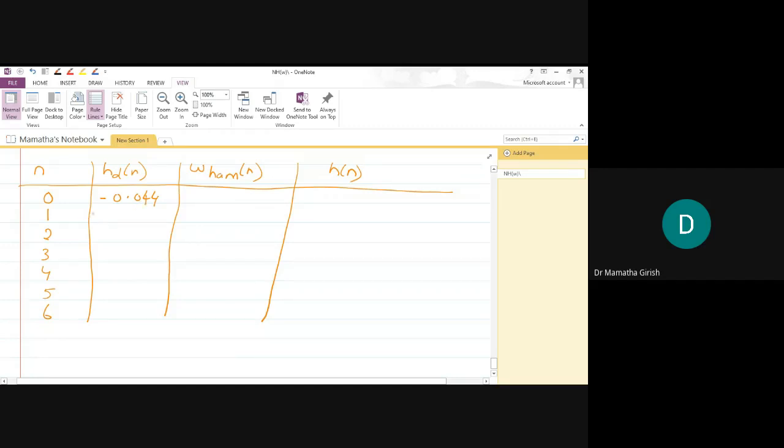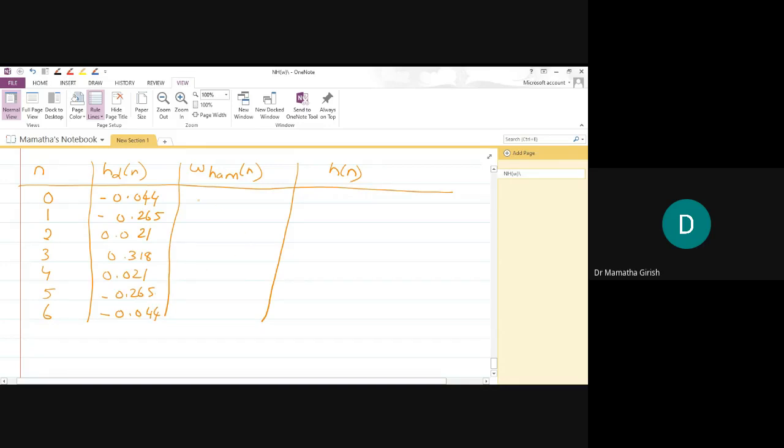We have done it correctly. The values of h d of n are minus 0.044, minus 0.265, 0.021, 0.318, 0.021, minus 0.265, minus 0.044. Note that it is symmetric with respect to the mid value.